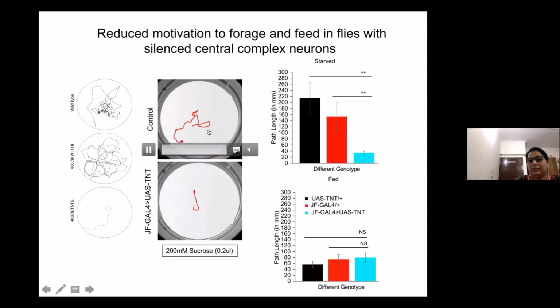In this case, just doing the general recording of the fly foraging, we could find that under the starve condition, these flies lose motivation to forage, even if they find the sugar drop in the center of the plate. In this case, you can see that this fly just walks away from the arena. During the foraging behavior, we did not see any difference in fed state when the neural activity was silenced. Under starvation condition, they showed reduced foraging. We did many other experiments using sNPF and dopamine and other molecules.